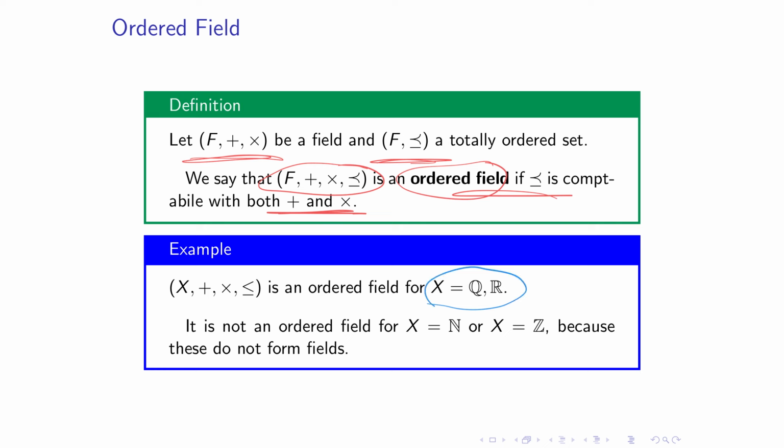So let's give some quick, easy examples. If we take the set Q or R, the rational numbers or the real numbers, then this forms an ordered field. If we took the number set to be either the natural numbers or the integers, that would not be an ordered field because it would not be a field.